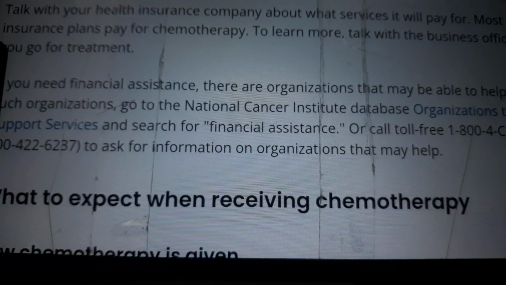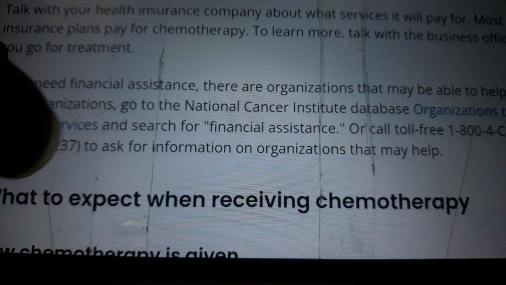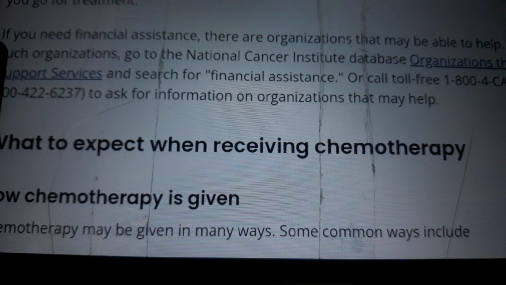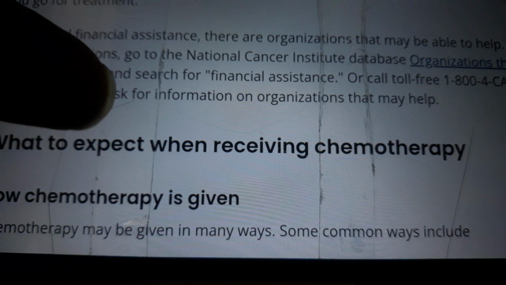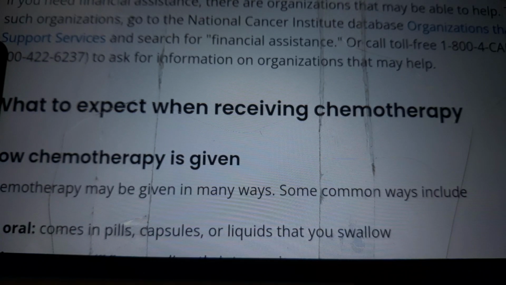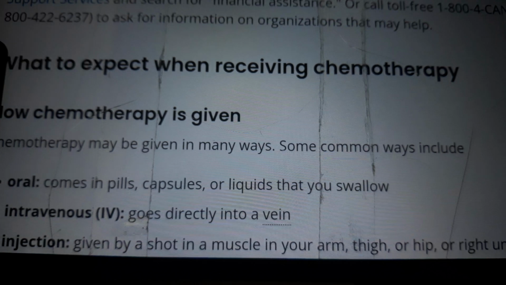Talk with your health insurance company about what services it will pay for. Insurance plans pay for chemotherapy. To learn more, talk with the business office where you go for treatment. If you need financial assistance, you can go to organizations that may help. To find such organizations, go to the National Cancer Institute database of organizations that offer support services and search for financial assistance, or call toll-free 1-800-4-CANCER, 1-800-422-6237, to ask for information on organizations that may help.